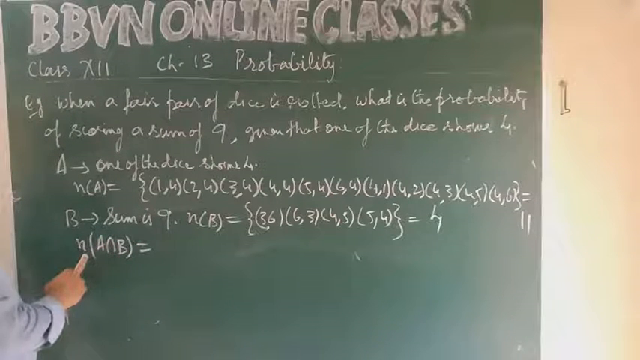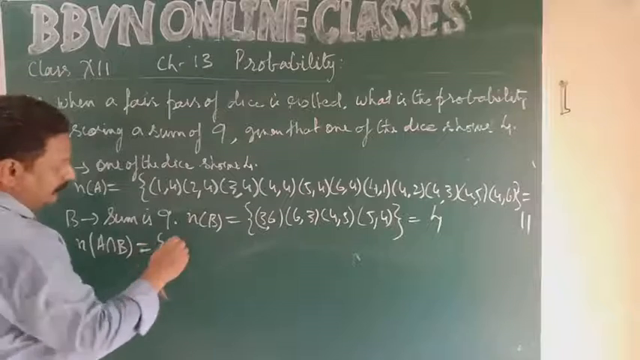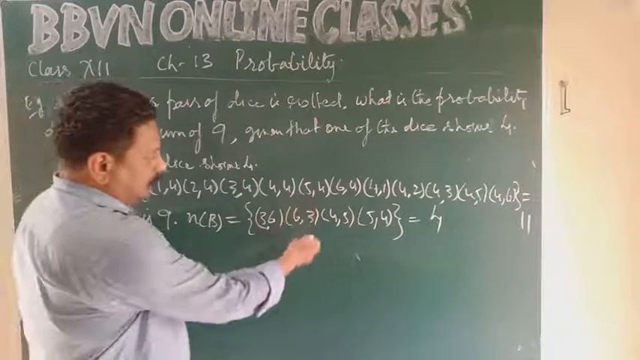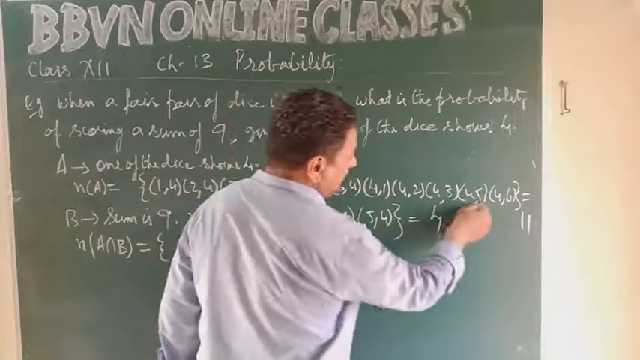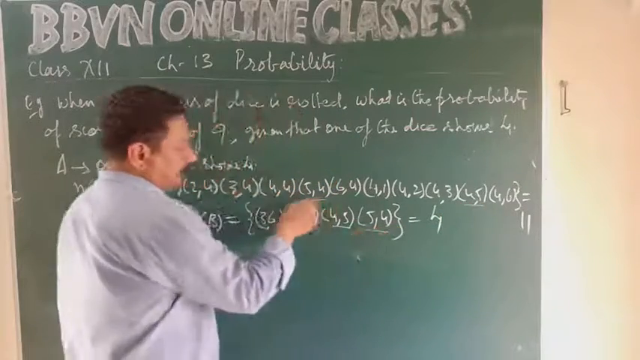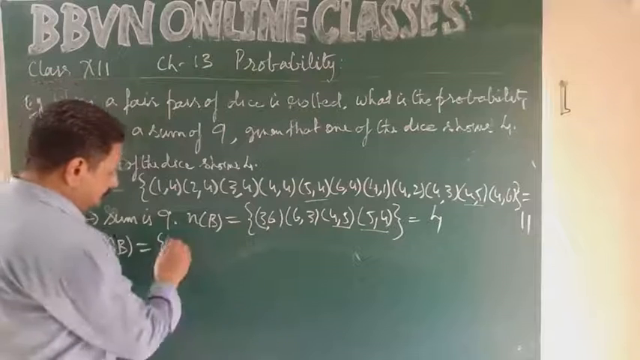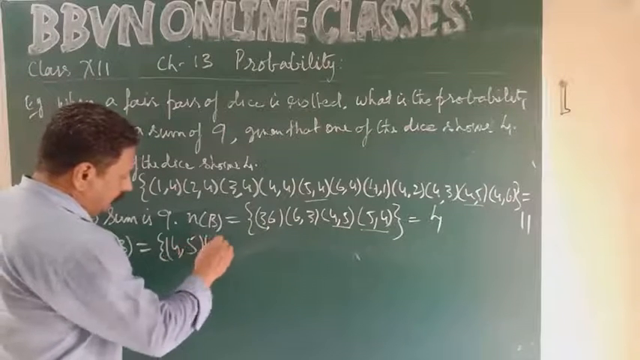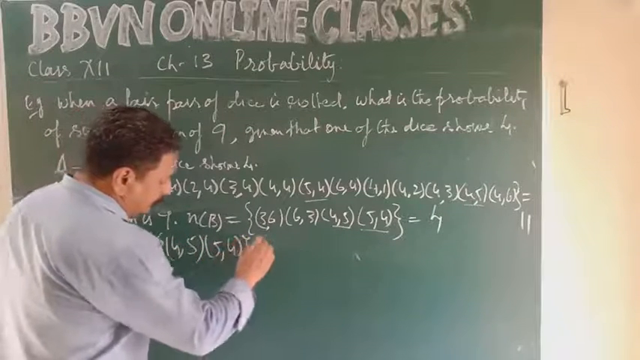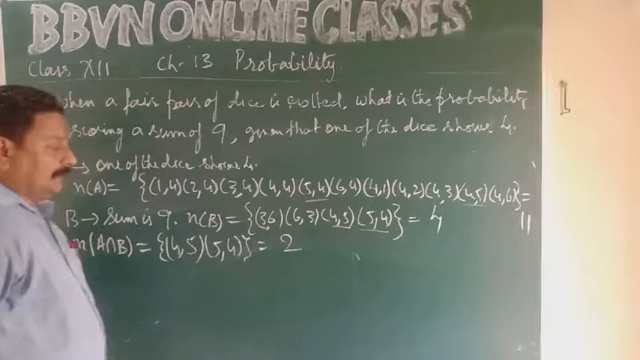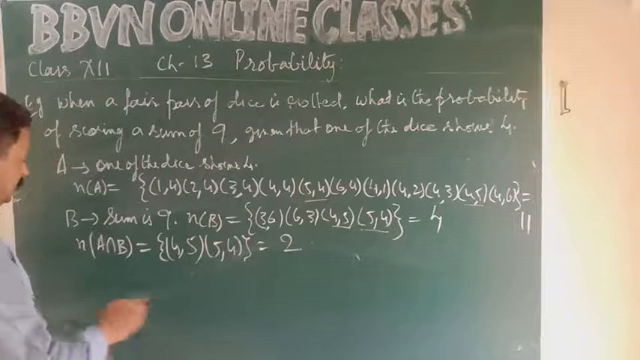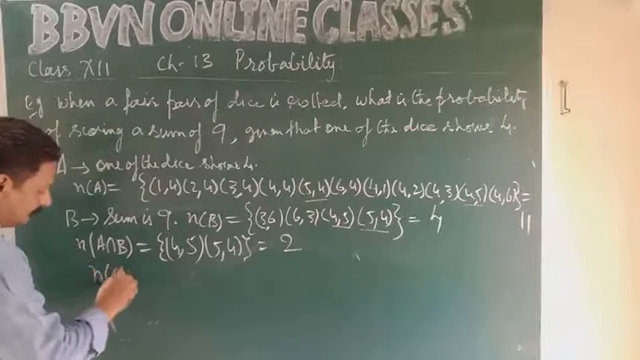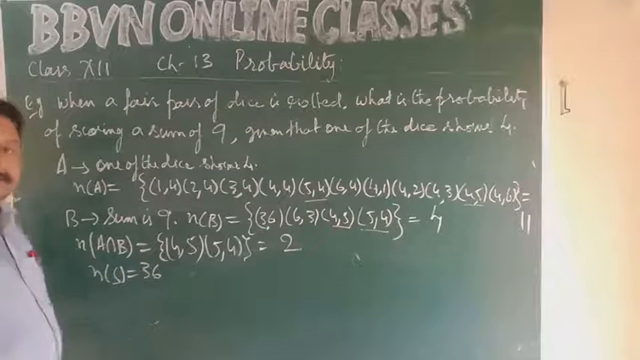Now what is A intersection B? Number of sample points for A intersection B. In both the sets, the common elements are taken: 4 5, 5 4. Only 2, 4 5, 5 4. Now the experiment is rolling a pair of dice. So sample points: there are 36 sample points.